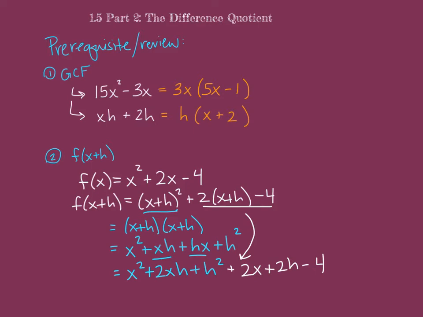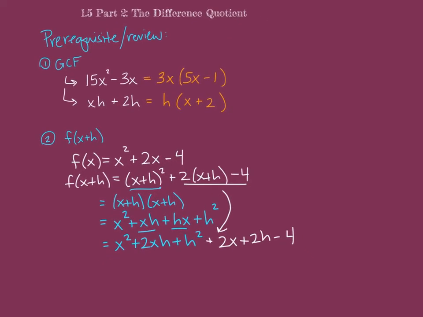Let's take a look and see if we can simplify any of these. There's only one term with x squared, no other terms with xh, no other h squareds, no other just plain x terms or plain h terms or more constants. So this is actually the most simplified we can make this.